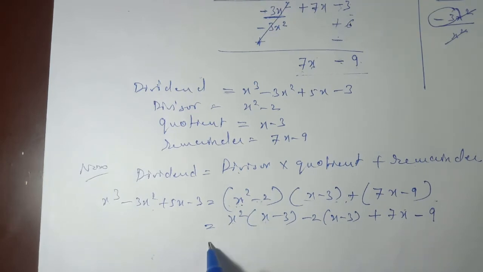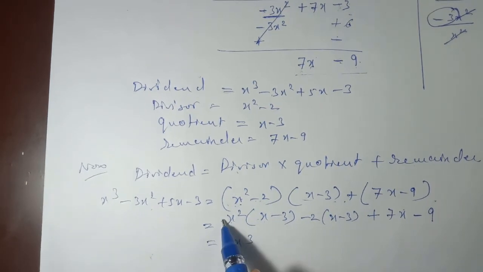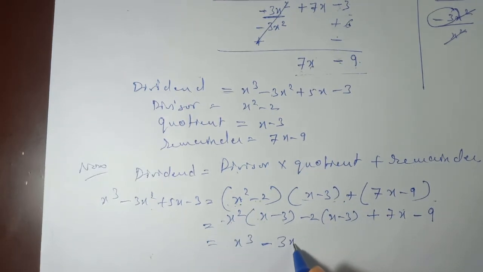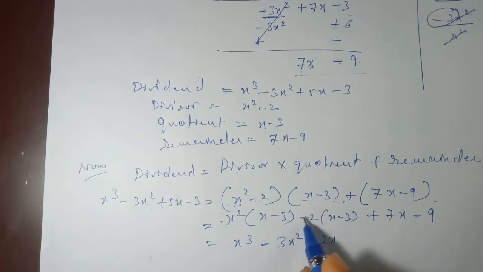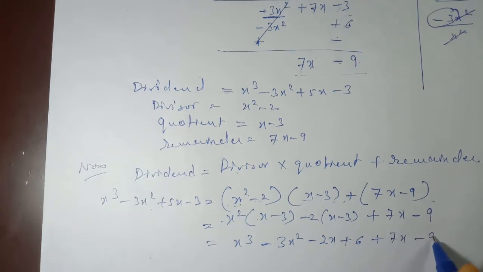X square into x will change into x cube, both are positive, so it will be positive. Plus minus will change into minus. 3 into x square will give 3x square. Minus plus minus 2 into x will give 2x. Minus minus plus 2 into 3 is 6, plus 7x minus 9.